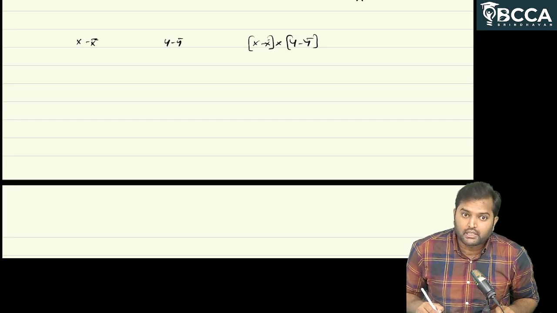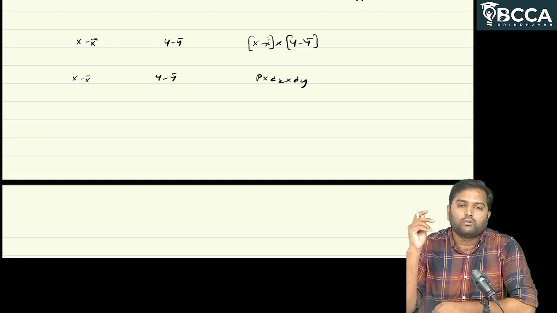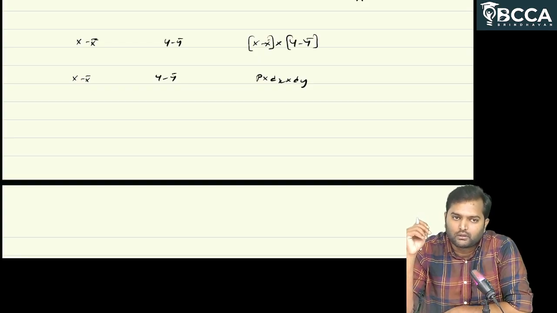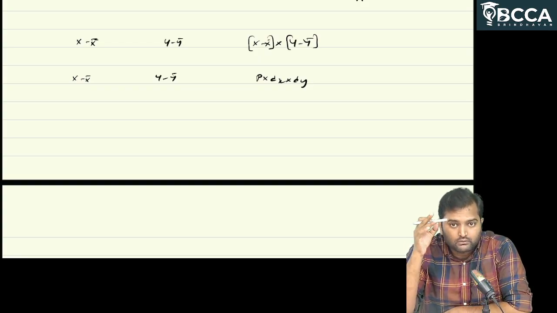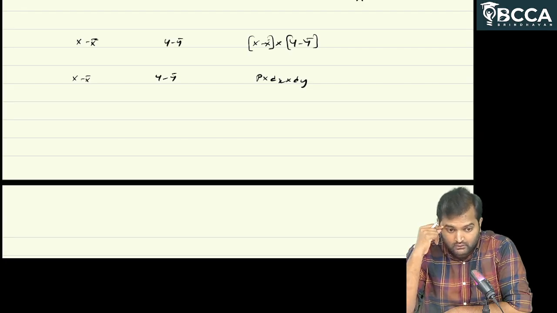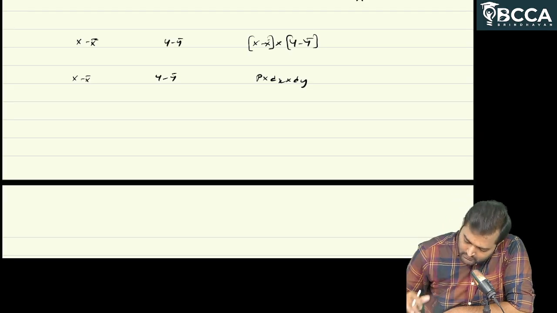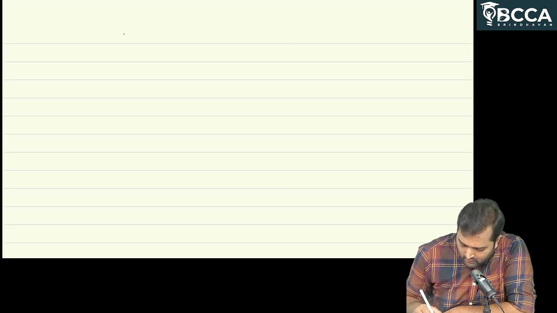When the future data is given, x minus x bar, y minus y bar, p into dx into dy, probability. Okay, so when past data is given, total of last column divided by n. But when future data is given, total of last column itself is the covariance of x comma y. Am I clear?